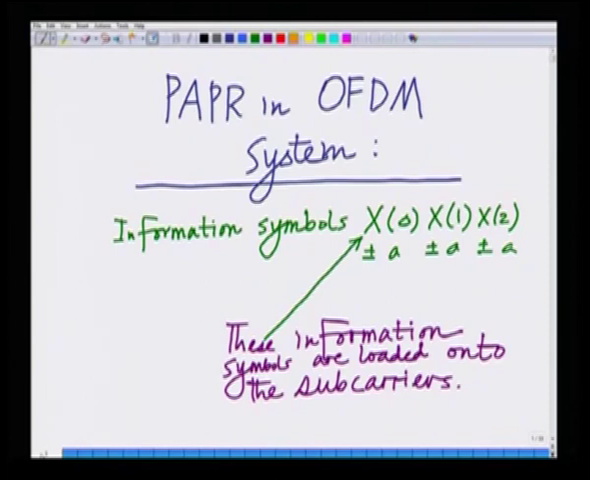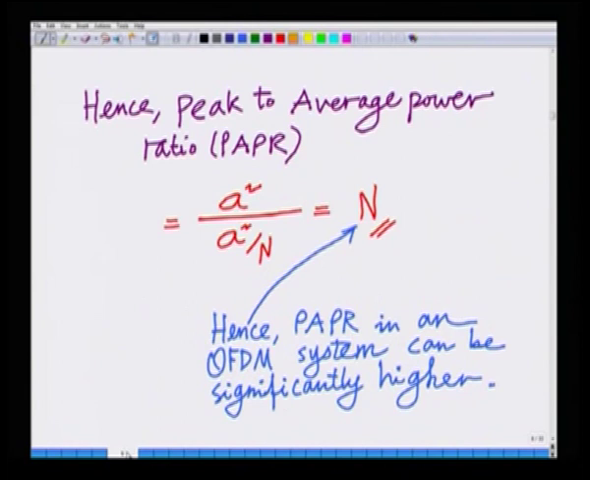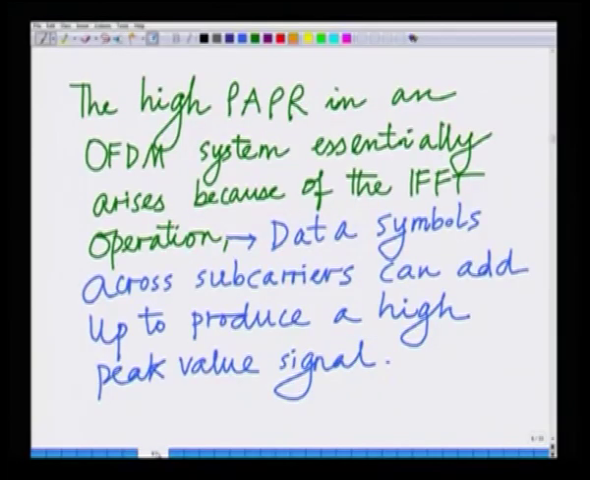What we said was the information symbols, capital X0, X1, X2, and so on, correspond to, let us say, BPSK modulated symbols plus or minus A, before we load these information symbols onto the subcarriers and perform an IFFT. So, the actual transmitted samples x0, x1, up to xN minus 1 correspond to the IFFT of these information symbols. Hence, what essentially happens is, we have a peak to average power ratio that increases with the number of subcarriers. And why is the peak to average power ratio increasing?